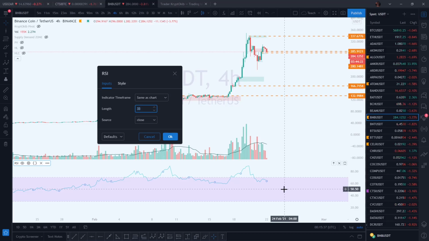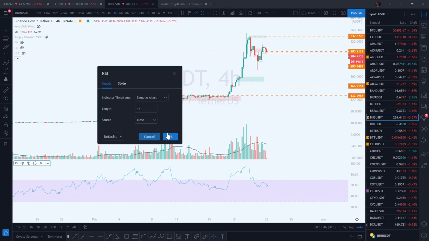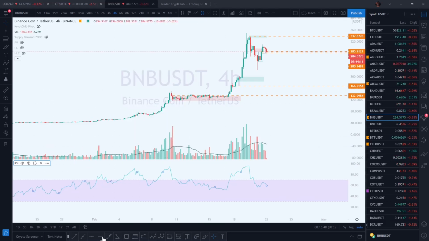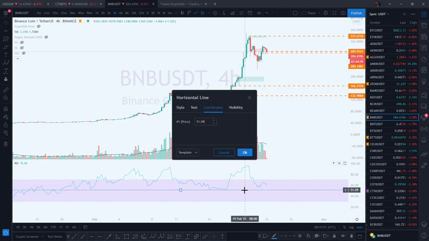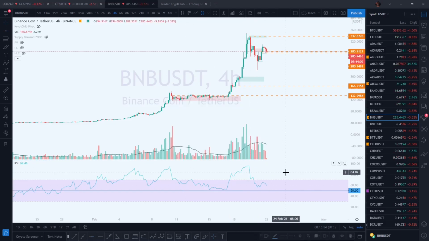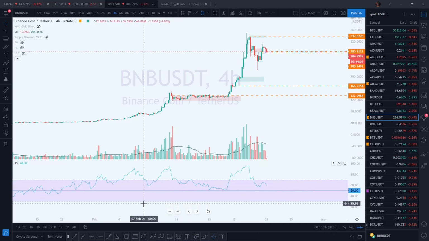So if the RSI is above the 50 line mark here, let me try and mark it. Let me change this back to 14. So let me place a line at the 50 mark. That is the mid-range. So how do we use the RSI, not to waste so much time on this video?